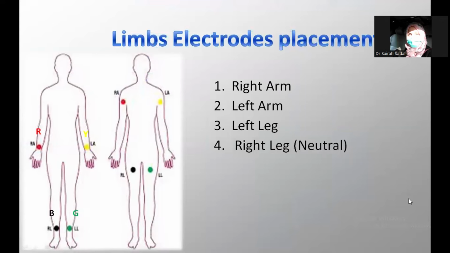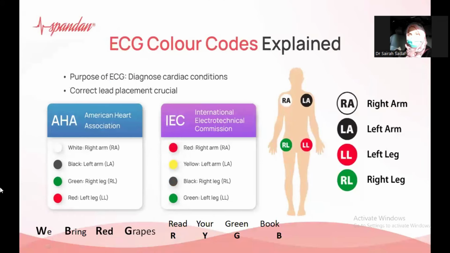Now, the limb electrode placement has already been discussed, but just remember this mnemonic: read your green book. Starting from here, you place a red one here, a yellow one here, and so on: read your green book, all right? Now, there is another one that is by the AHA.